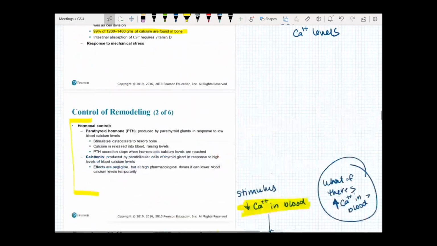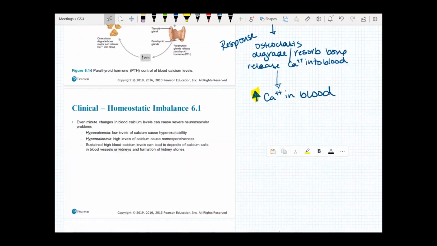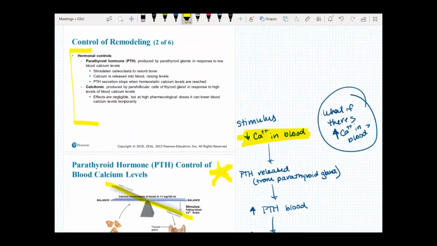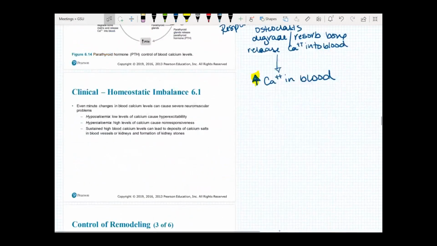Okay, another hormone that is responsible for controlling bone remodeling is going to be this calcitonin hormone. And calcitonin is something that we're still trying to figure out exactly how it does, but it will also be responsible for blood calcium levels. So we do know both of these are going to be responsible for calcium levels. So one thing to keep in mind is there's some issues if we increase our calcium levels too much. And this is going to be homeostatic imbalance.